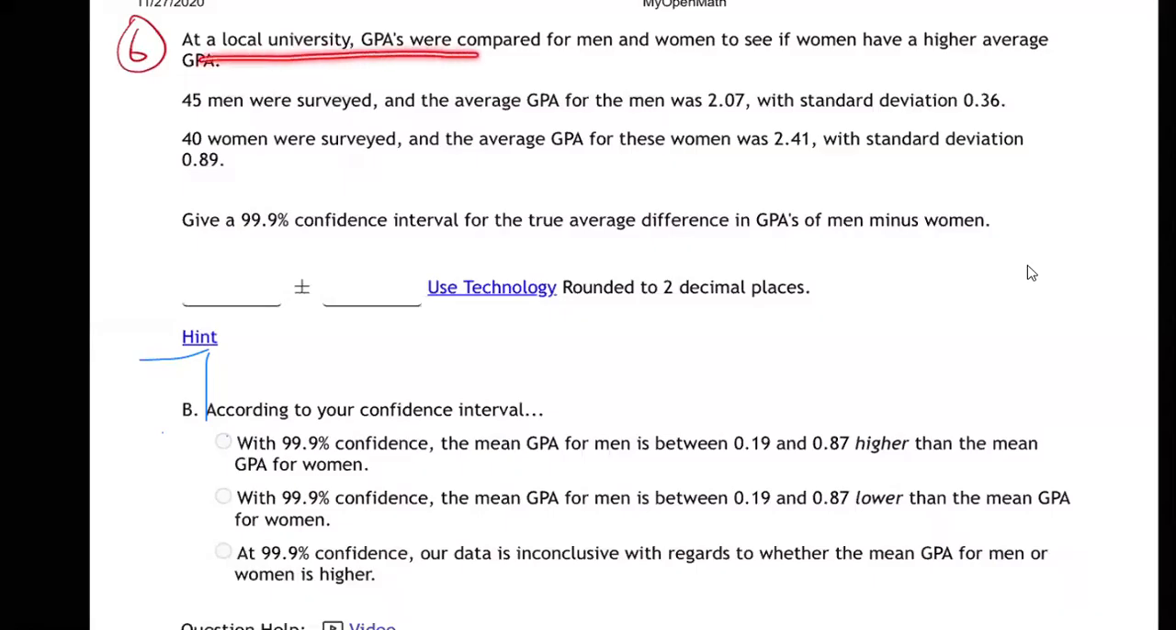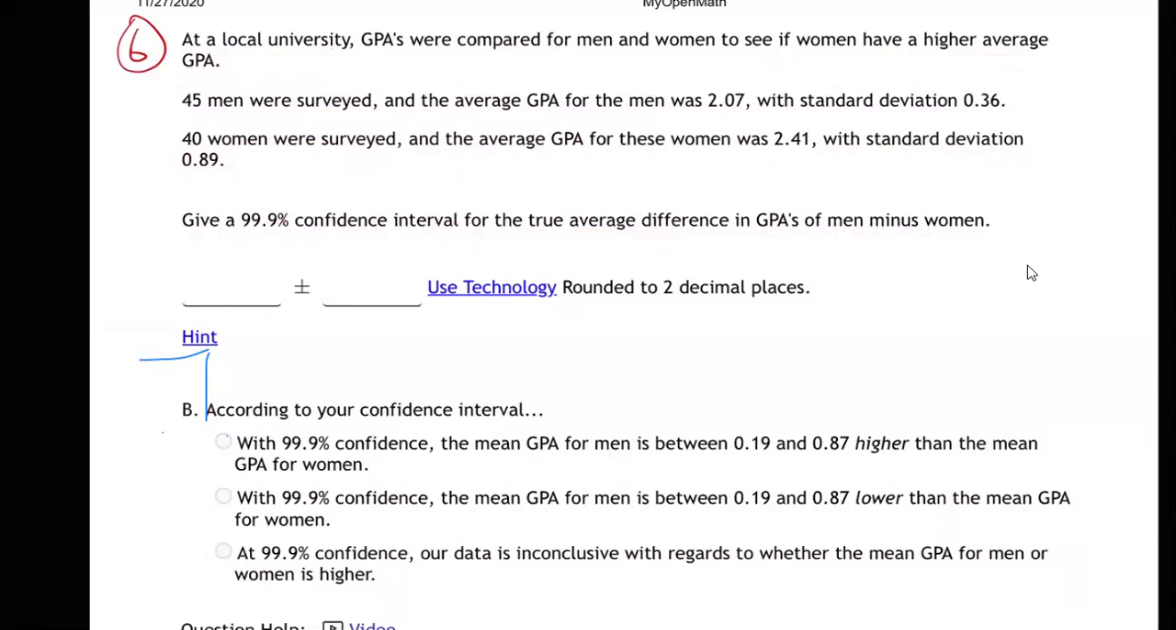At a local university, GPAs were compared for men and women to see if women have a higher GPA. 45 men were surveyed, and the average GPA for the men was 2.07, standard deviation 0.36. 40 women were surveyed. Average GPA for these women was 2.41, a little higher, with standard deviation 0.89. Give a 99.9% confidence interval for the true average difference in GPAs of men minus women.